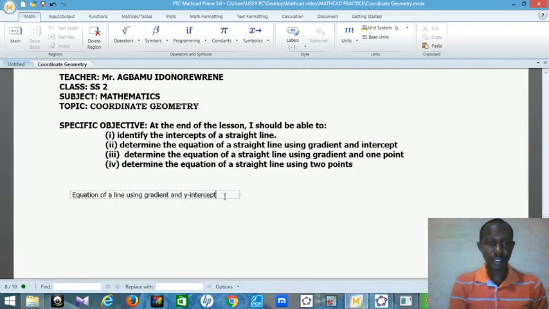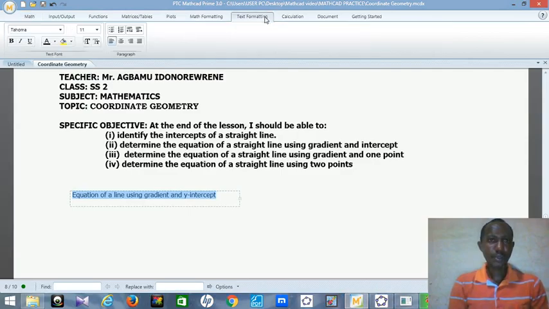So let's start with this. So, equation of a line using gradient and y-intercept. For us to do this, let me underline this one.